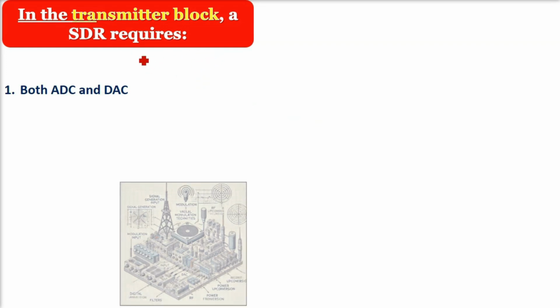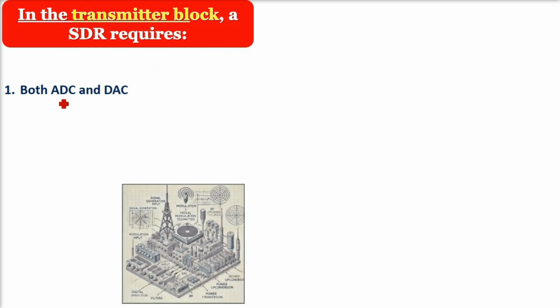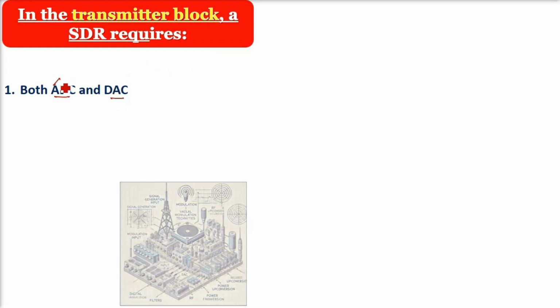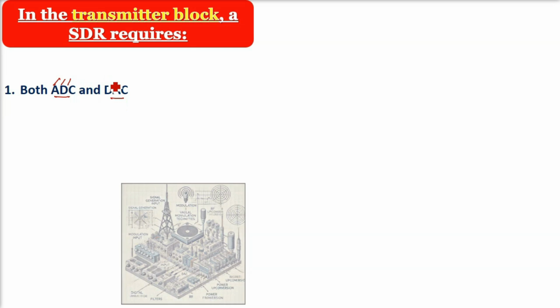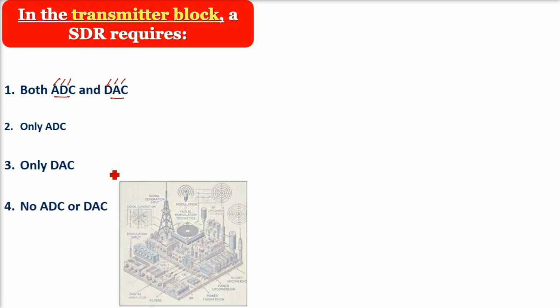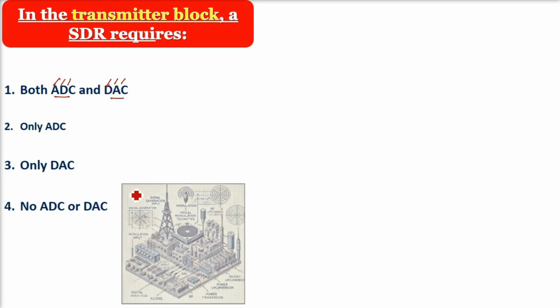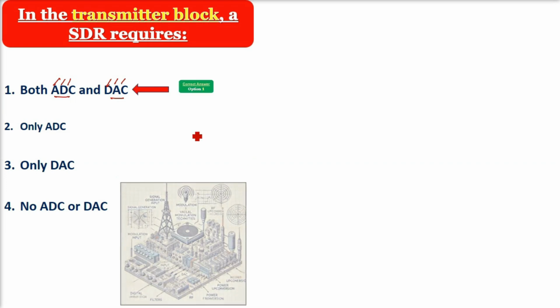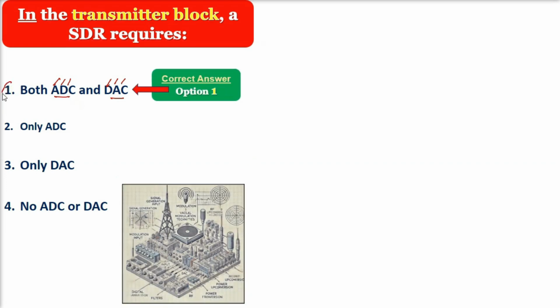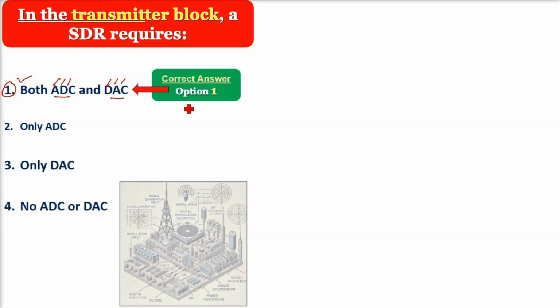In a transmitter block, an SDR requires, the first option is both ADC and DAC. ADC stands for analog to digital converter, and DAC stands for digital to analog converter. The options are both required, only ADC, only DAC, or no ADC or DAC. So what is the correct option? Yes, you got it right. It is the first one, both ADC and DAC.